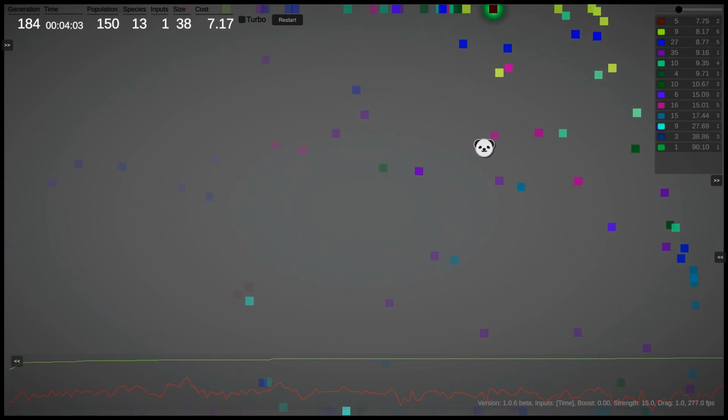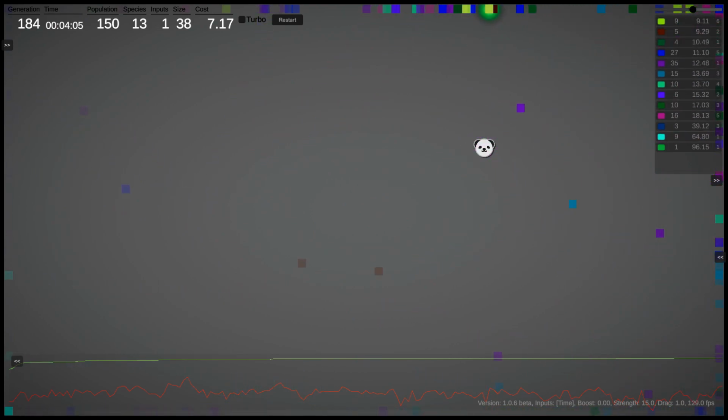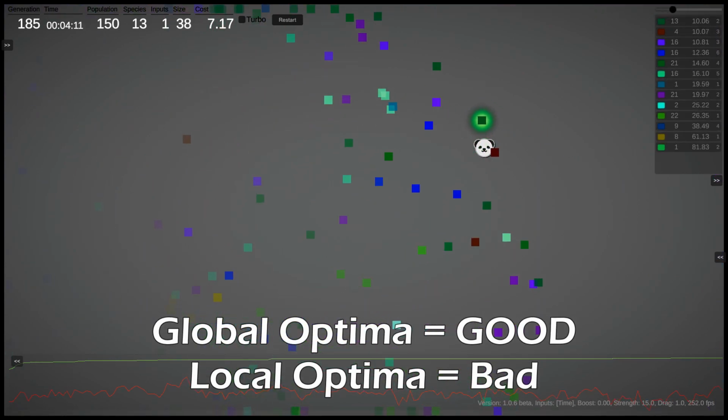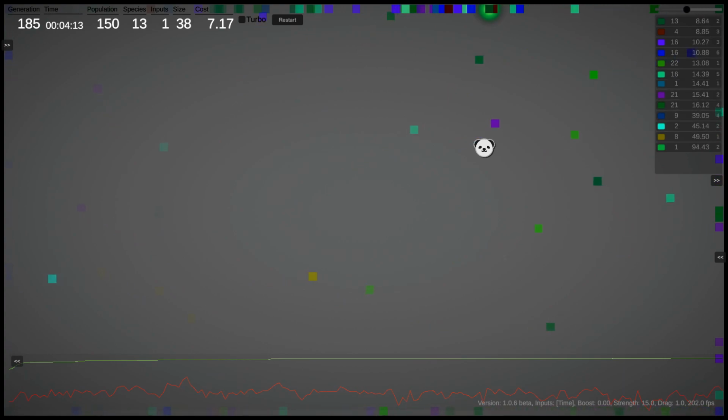Note that the evolutionary strategy used, NEAT, isn't perfect. No evolutionary strategy is. Sometimes it gets stuck in a local optima and fails to find the global optima. In those situations, the only solution is to restart evolution completely with a new random generation.